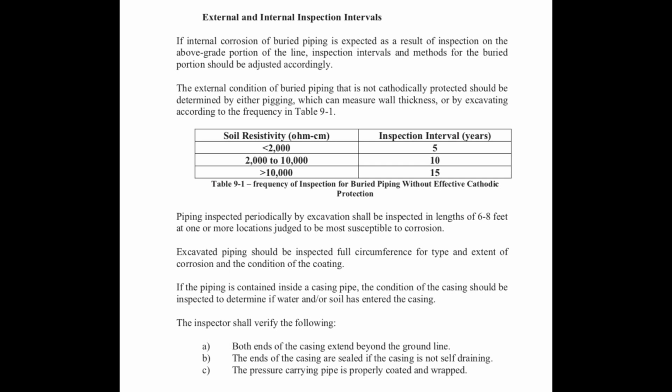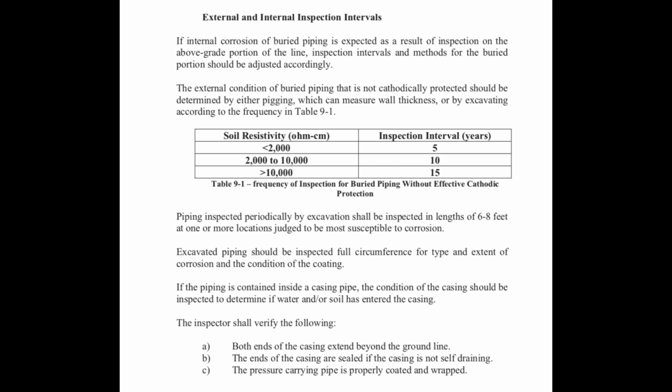Soil resistivity, if it is less than 2000, inspection interval should be 5 years. If it is 2000 to 10,000, it is 10 years, and if it is more than 10,000, you can go up to 15 years. Piping inspected periodically by excavation shall be inspected in lengths of 6 to 8 feet at one or more locations judged to be most susceptible to corrosion.